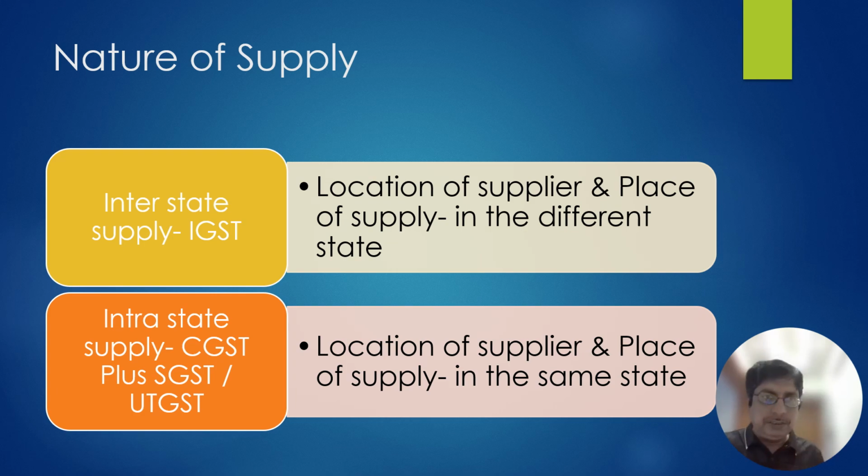With IGST, there is no plus. In intrastate supply, with CGST there is always SGST. There cannot be a situation that only CGST is levied on the invoice. With CGST, there is always an SGST or UTGST. This is a dual GST. In India, GST is dual GST.